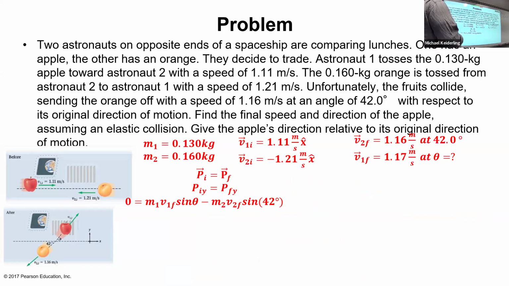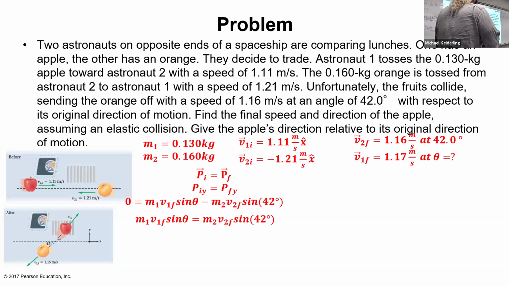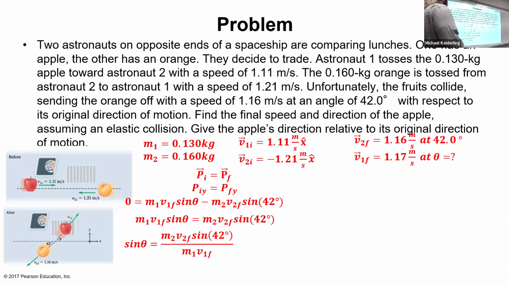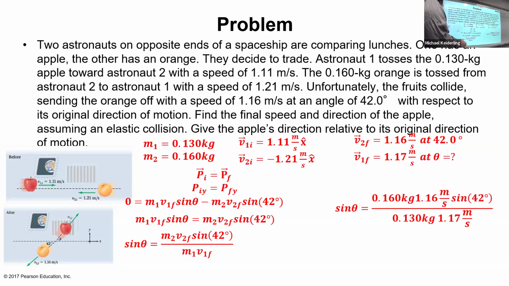So initial momentum in the y direction is 0. So that's going to be mass 1, velocity 1 final times sine angle theta minus mass 2, velocity 2 final times sine 42. So mass 1, velocity 1 final times sine theta equals mass 2, velocity 2 final times sine 42. So sine theta equals mass 2, velocity 2 final times sine 42 over mass 1, velocity 1 final.